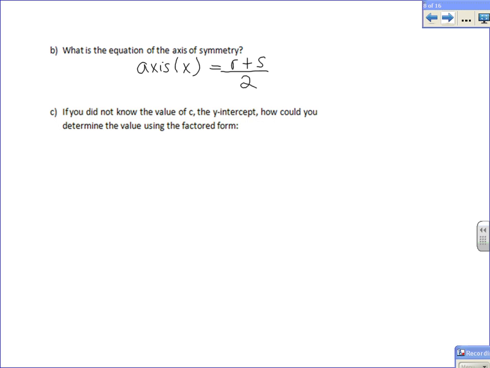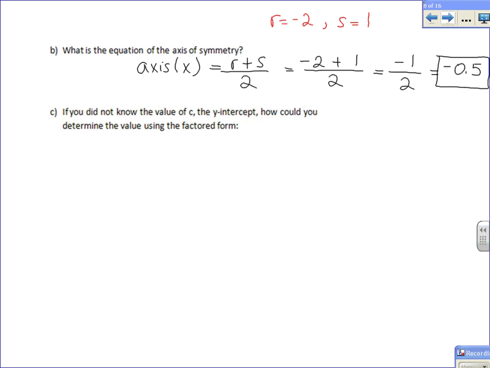Remember that r, from our graph, was equal to -2, and s was equal to +1. So those are the values that I'm going to put into my formula. So I have -2 for r plus +1, divided by 2. -2 plus 1 is -1, divided by 2. -1 divided by 2 is -1/2, or -0.5 if I express that as a decimal.